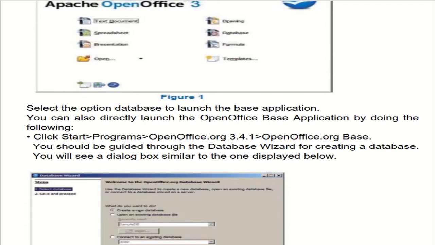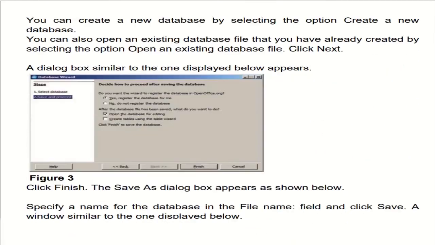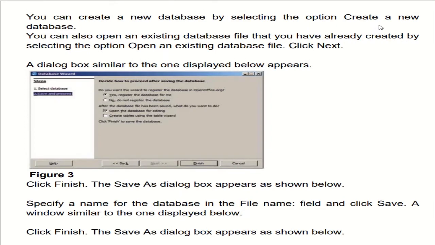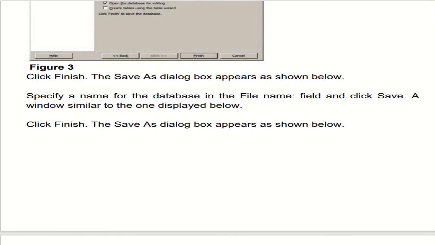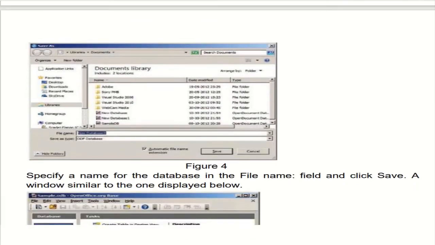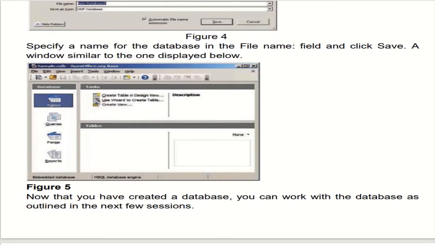After that, you need to create a new database by selecting the option create a new database. You can also open an existing database file as well, and then click next. After clicking next, you need to click on finish. The save as dialog box appears, and you need to specify the database name with the name you want, and then click on finish. The save as dialog box will appear as shown below, and specify a name for the database in the file name, like field, and click on save.